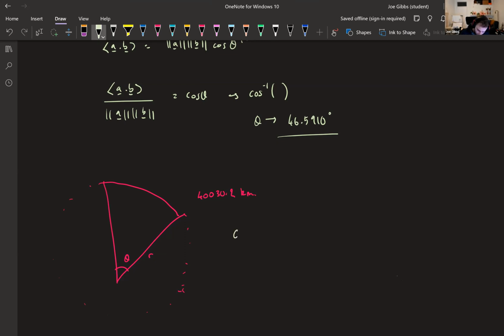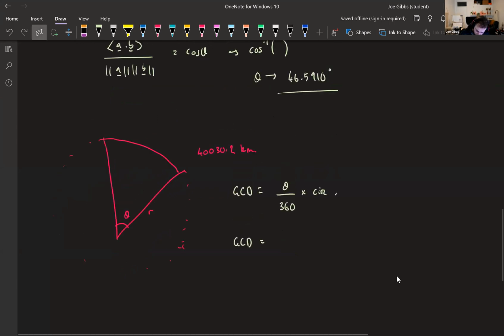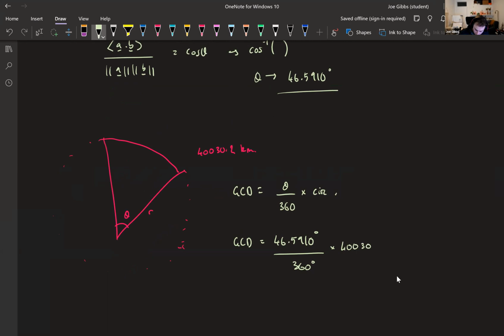So to do that, the great circle distance is equal to the fraction of the circle, so of the Earth, theta over 360, and then we multiply that by the circumference. So to get that final answer, we do our angle, which is 46.5910 degrees over 360. Again, if you've calculated it in radians, just change that for 2 pi, they're interchangeable. And then multiplied by the circumference, and that'll give it in kilometers.